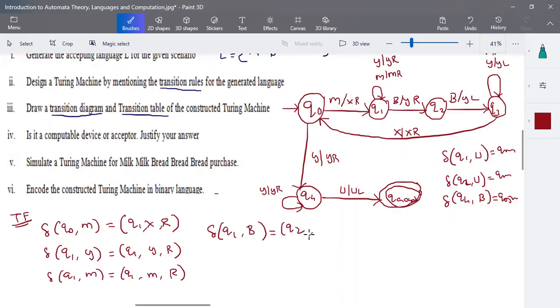And this input B will be converted. The B on the tape will be converted to Y. And we are making a right side move. So this is this transition. And Q2 to Q3, transition of Q2 when the input is B, we go to Q3 state, B will be converted to Y and we are making a left side move. Okay, so this is how you have to fill in all other transitions, including the rejection ones. Perfect. Now we know how to write a transition rule and how to draw a transition diagram.